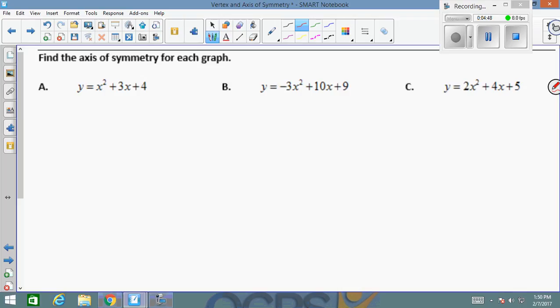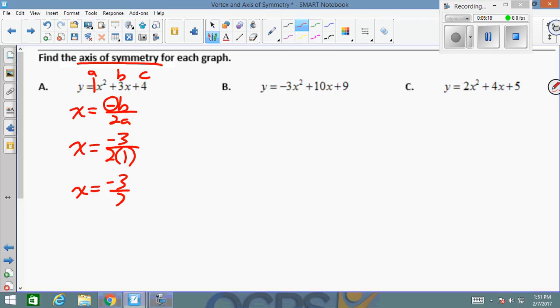Okay, the first one. It says find the axis of symmetry, so that's going to be x equals -b over 2a. Remember, it goes a, b, c. Okay, so b would be negative 3. It's going to change to negative because of this negative right here. Over 2 times a, which is 1. Do your multiplication, so it's negative 3 over 2. And if you can't divide it or reduce it, that would be your final answer, so x equals negative 3 over 2.